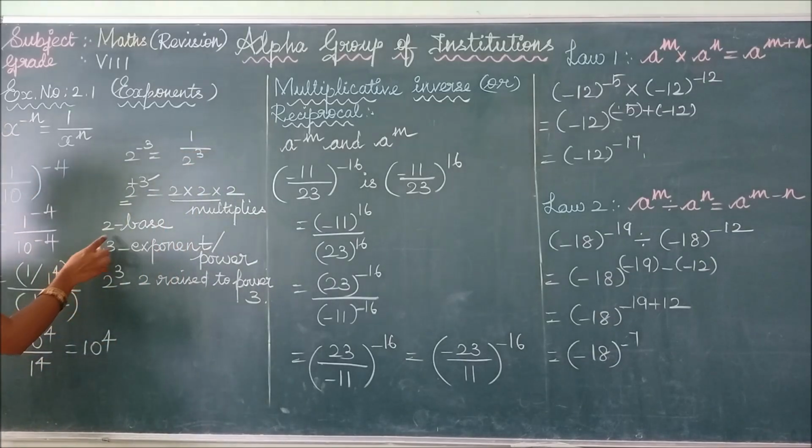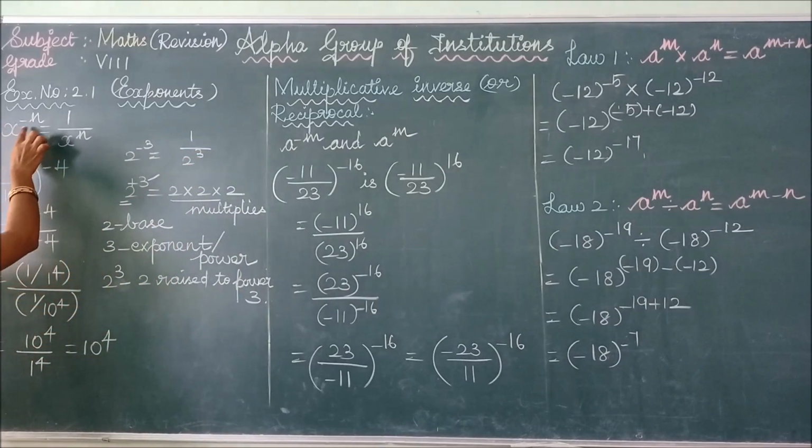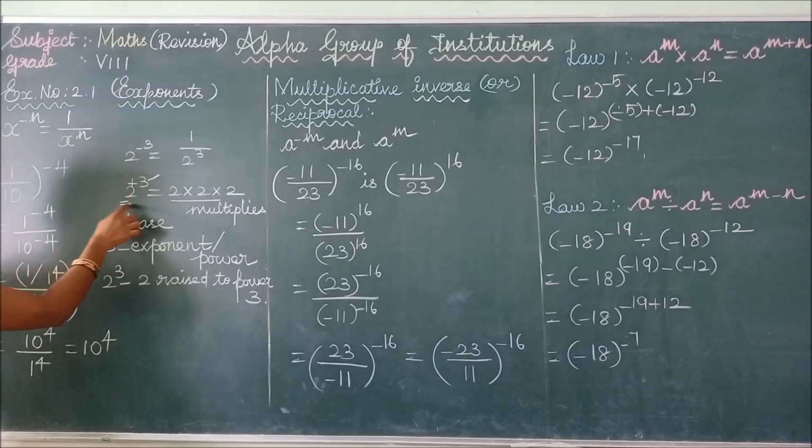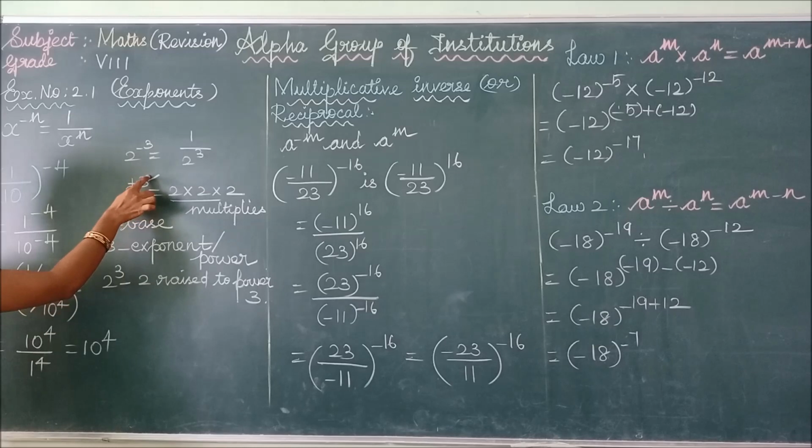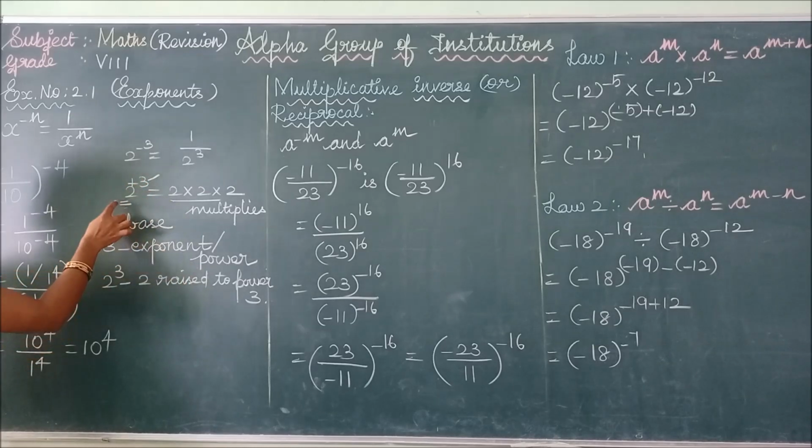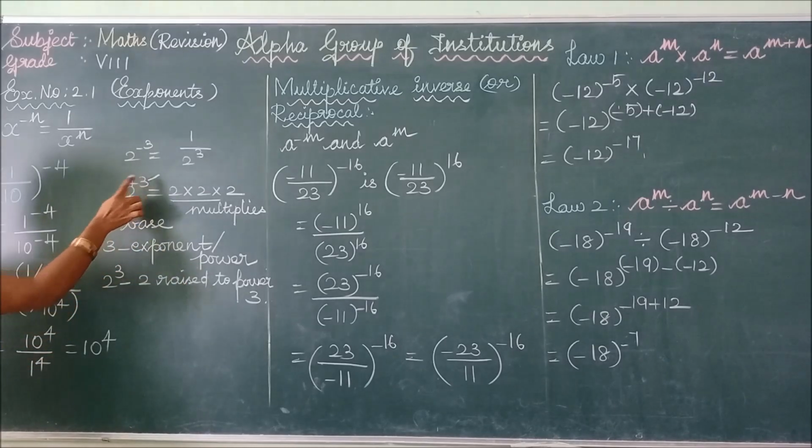Okay. So these are the data. X power n is in the format of 2 to the power 3. 2 is called the base. 3 is called the exponent or power. How can we call this 2 power 3?